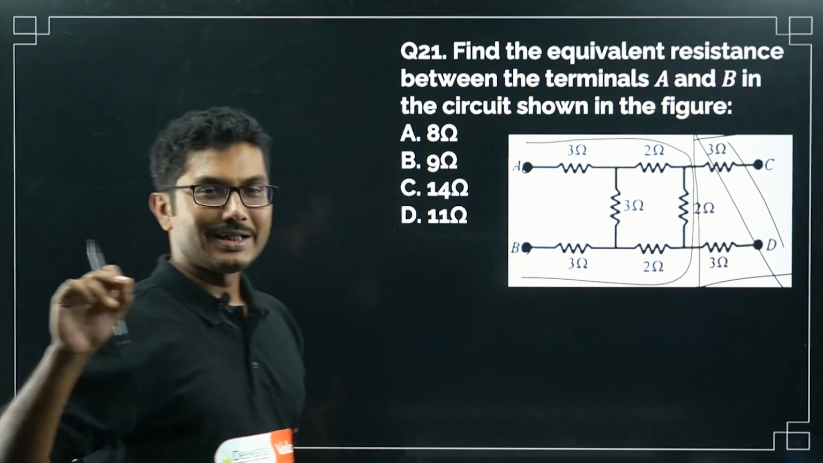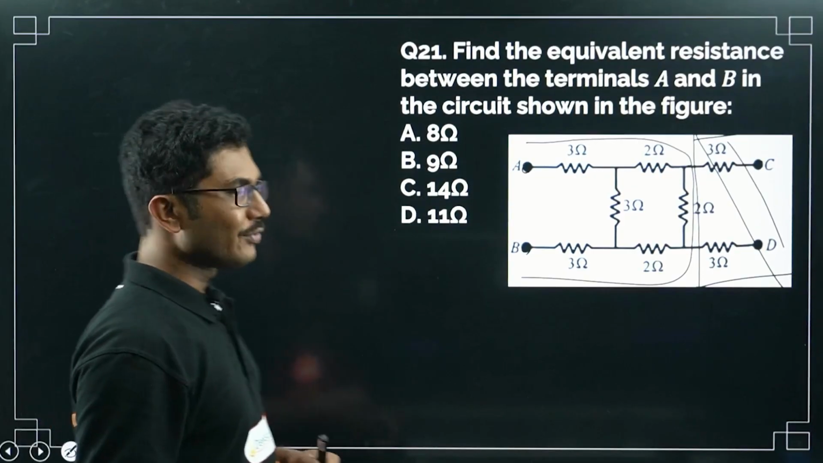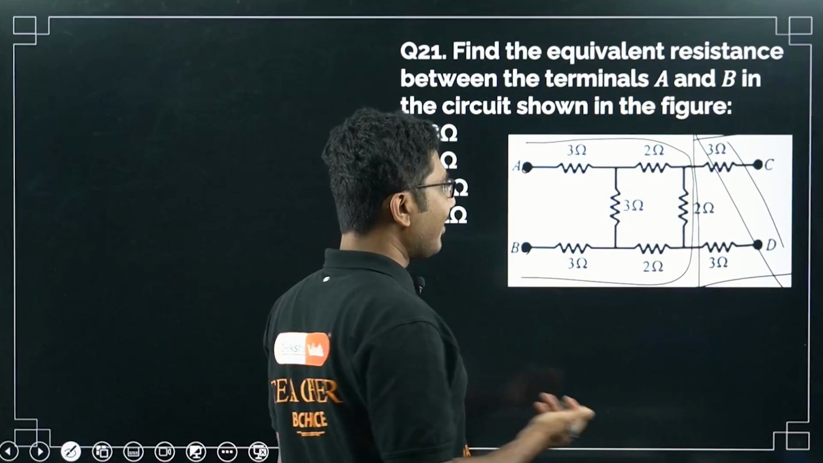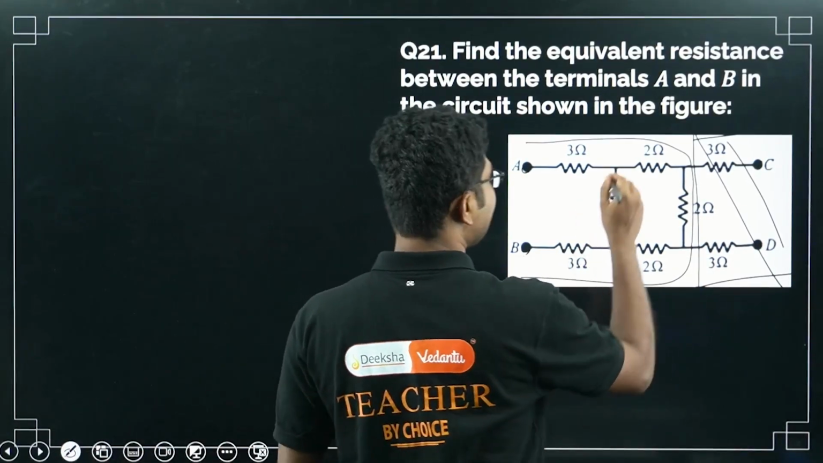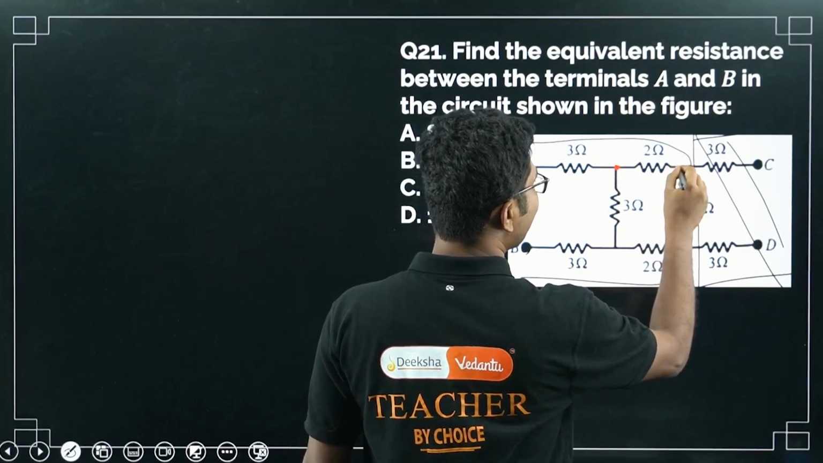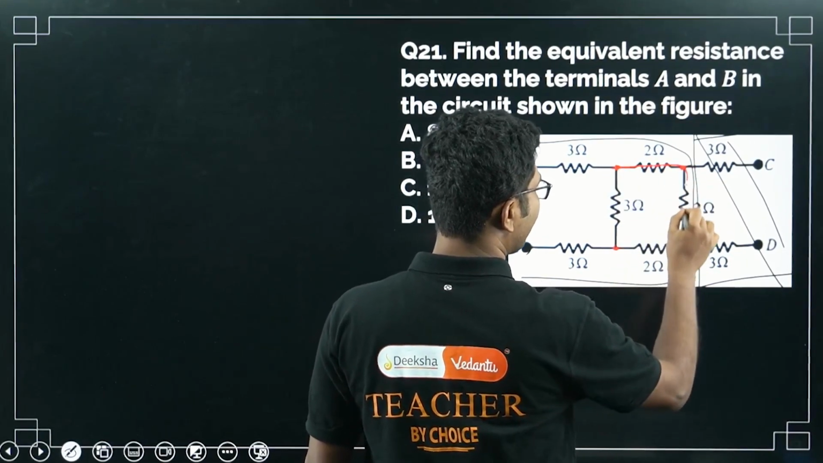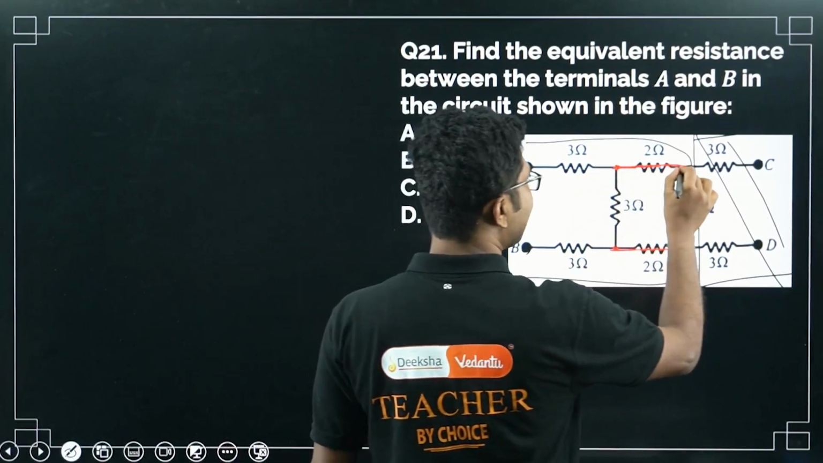No current will pass through these two resistors. This is a very silly question to make you fool. That's it. If you are smart, if you are not fooled, you can answer this question. Now let's see the connection. As you can see, this point, this point, this point and this point, you can draw them one by one, right? So they are connected in series.